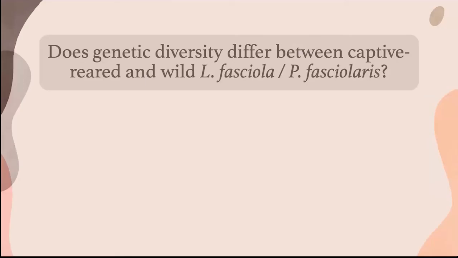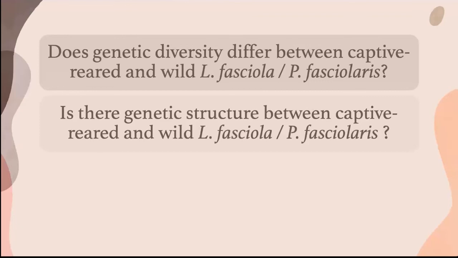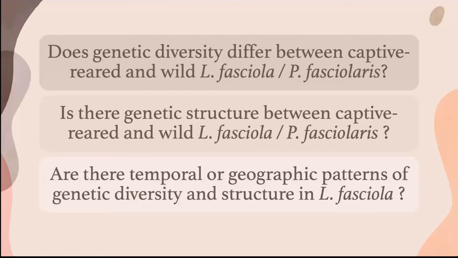Does genetic diversity differ between captive reared and wild individuals for Lampsilis fasciola and Ptychobranchus fasciolaris? Is there genetic structure between the captive reared and wild individuals for each of those species? And are there any temporal or geographic patterns of genetic diversity and structure in Lampsilis fasciola?